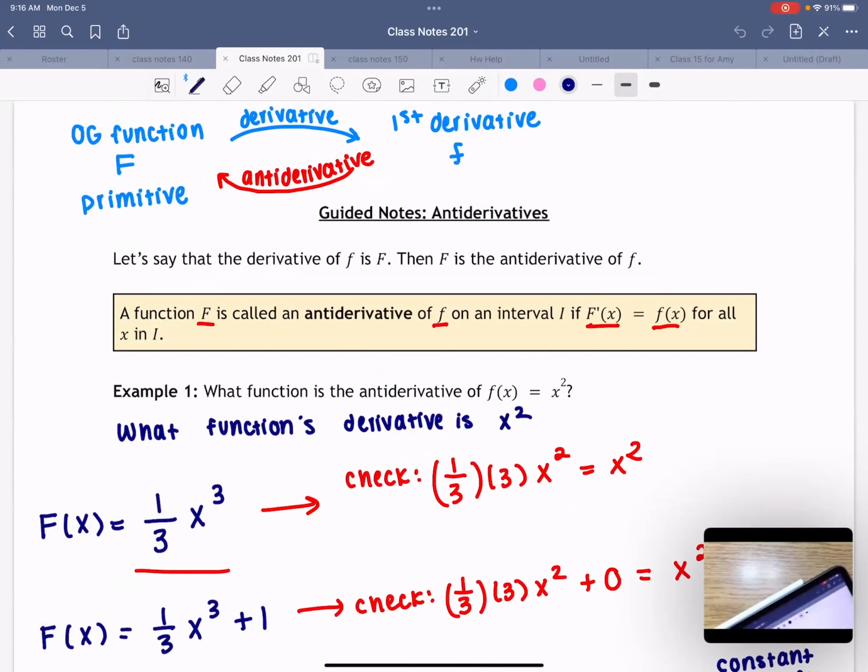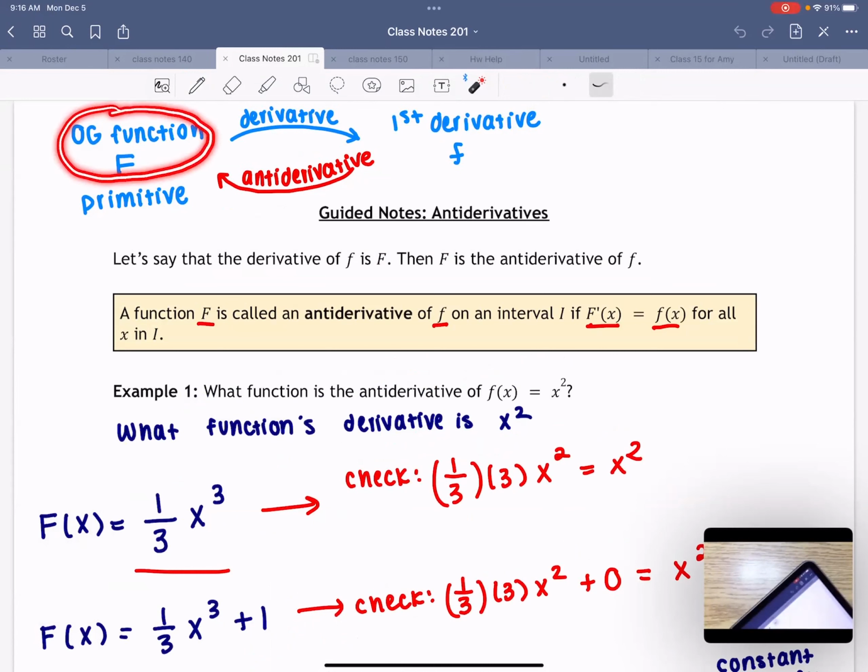I think it's important to talk about what antiderivatives are before we actually find them, right? Before we even talked about antiderivatives, I talked about what a derivative did. When we talked about derivatives, we started from my original function, which I called the OG function, or big F. We took a derivative, which brought us to the first derivative, which is usually written as little f or F prime sometimes. The textbook uses little f for this, okay?